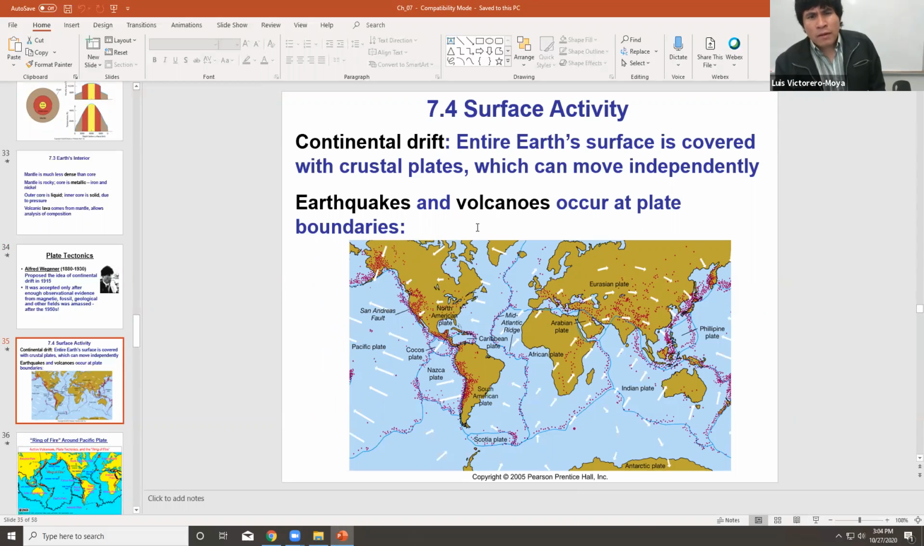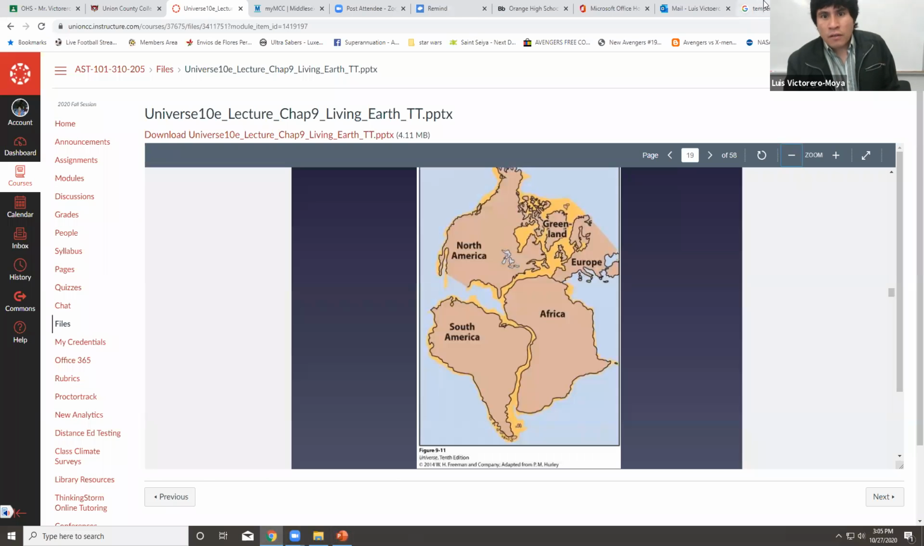Okay, so you have to remember that the entire area is covered by the surface by crustal plates, which can move independently. And then, the earth boundaries, the plate boundaries, sorry guys. That's when earthquakes and volcanoes can be produced. You have the convergent, divergent, and the transverse. Let me show you that here.